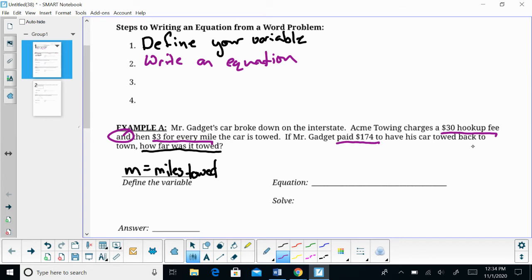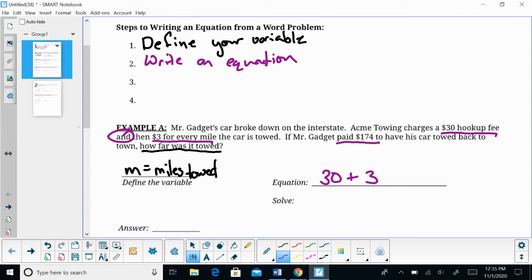I know that I have to pay $30 no matter what. And then we have this word and. If I said I have 3 apples and 4 oranges, and I was looking for how many fruits I had, that's adding. Whenever we see and, we're going to add. So $30 and $3 for every mile.